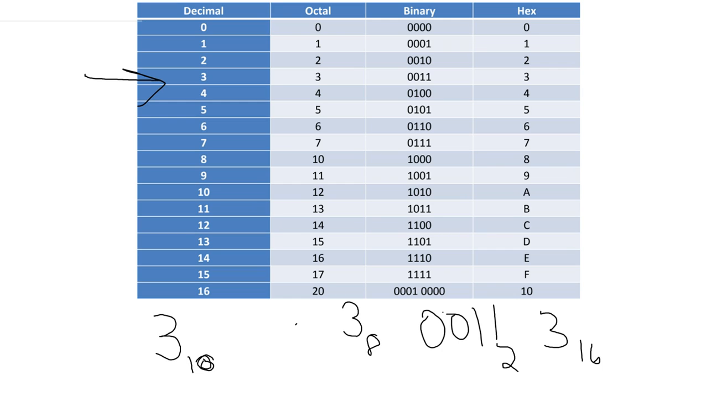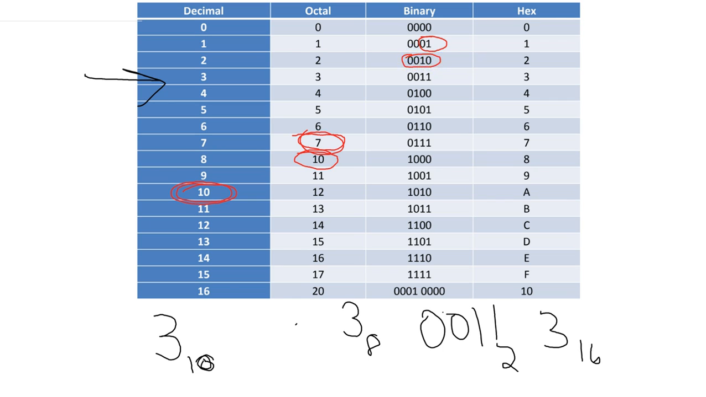Now, the thing about decimal, 0 through 9 can all be written with a single digit. Once you get to 10, you have to increase the tens place. Octal, once you get to 7, if you want to represent that 8th position, you have to increase the 8's place. Binary, once you get to that second value, you have to increase the 2's place.